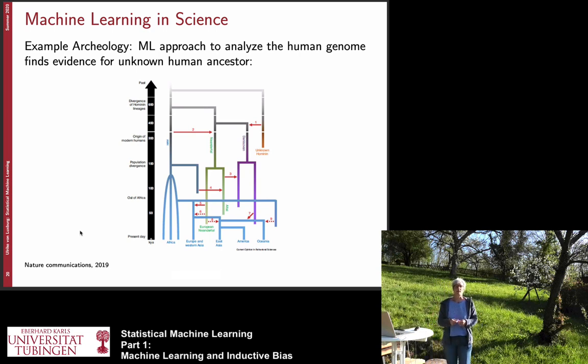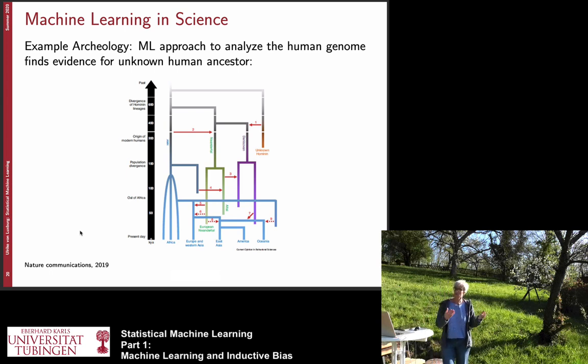There are many, many more applications in science, and here I just want to outline one which is a bit funny. It's in archaeology, and you would think that archaeology is maybe the last field where machine learning could be of an advantage. But here is a nice paper that was published in 2019, so last year, in Nature Communications, where people have been analyzing the human genome from ancient findings. They tried to reconstruct the development tree in which different kinds of humans have been developing, and they found that there must be an additional branch in this tree that has not been discovered yet.